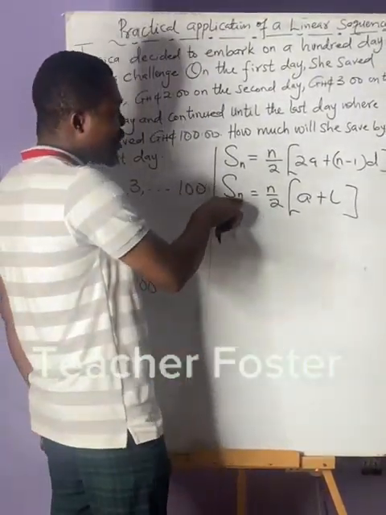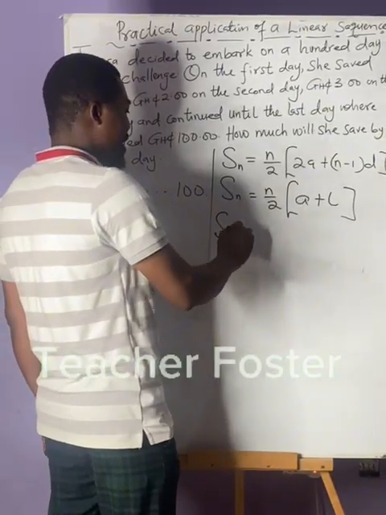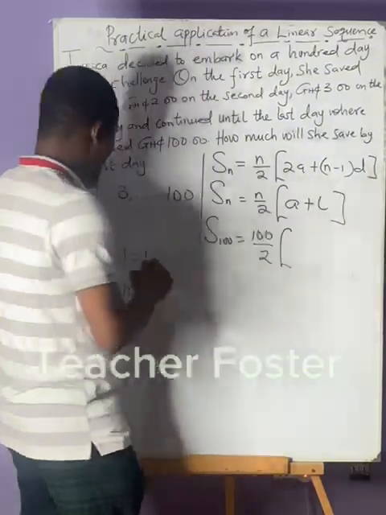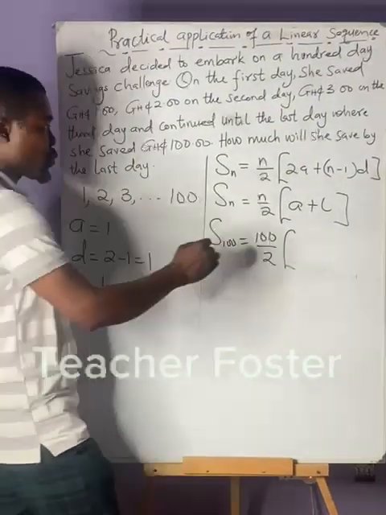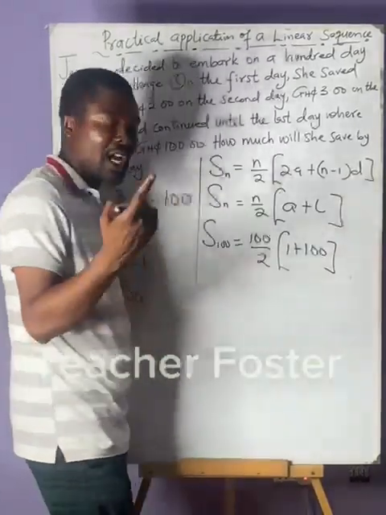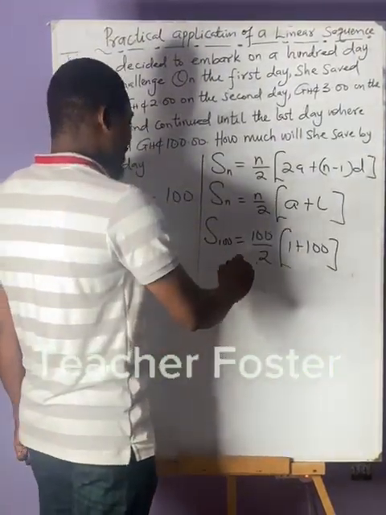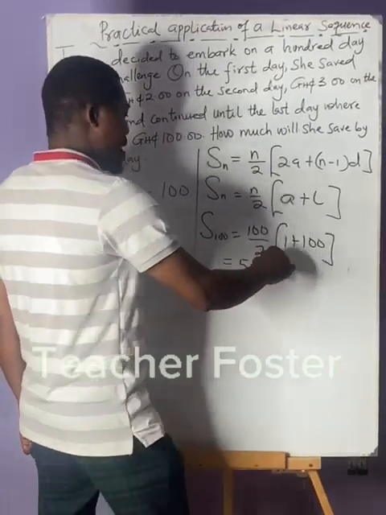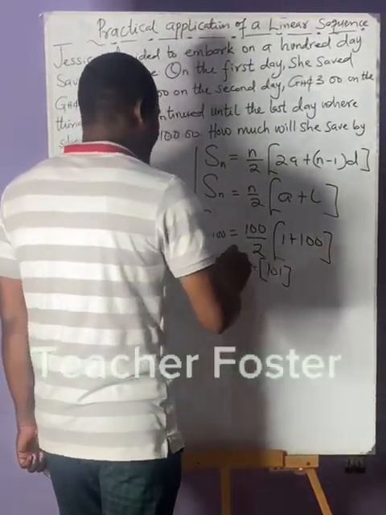Now, the number of days here is 100, representing our n. So this will give us 100 over 2. From the sequence, our first term is 1, and our last term is 100 because the challenge is up to the 100th day. So this should give us 100 divided by 2 is 50, and 100 plus 1 will give us 101.